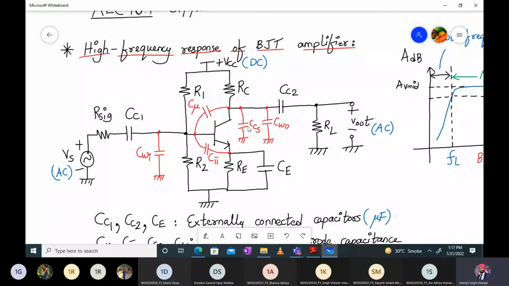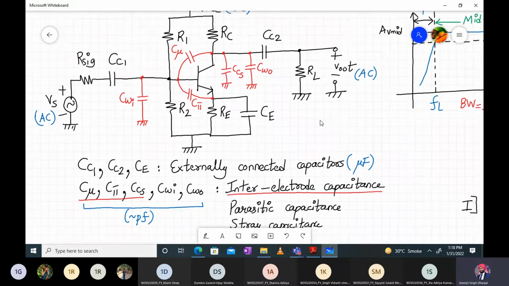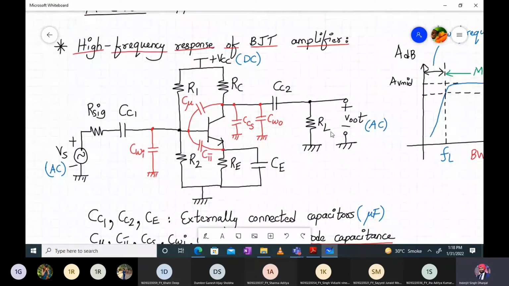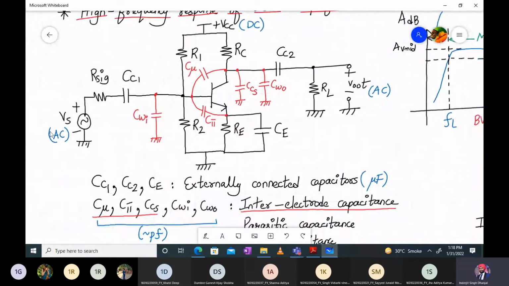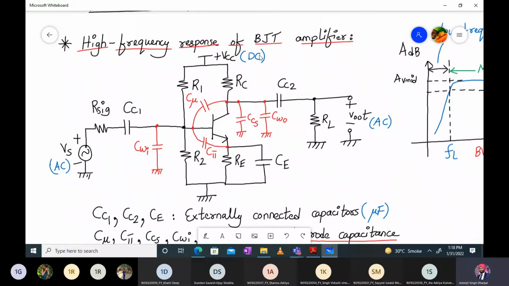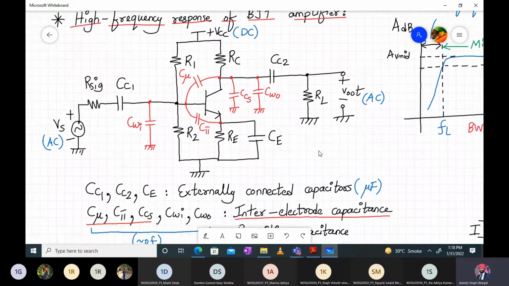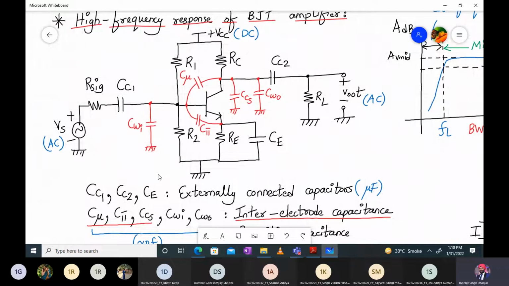So CWI and CWO were the wiring capacitances. So here we have written over here, this is my BJT amplifier, common emitter configuration, wherein I have a small AC signal and it's getting amplified at the output. I am powering my BJT with a DC voltage, and this is the voltage divider network configuration, biasing circuit. Now for this circuit, I'm just revising what we have covered last time.